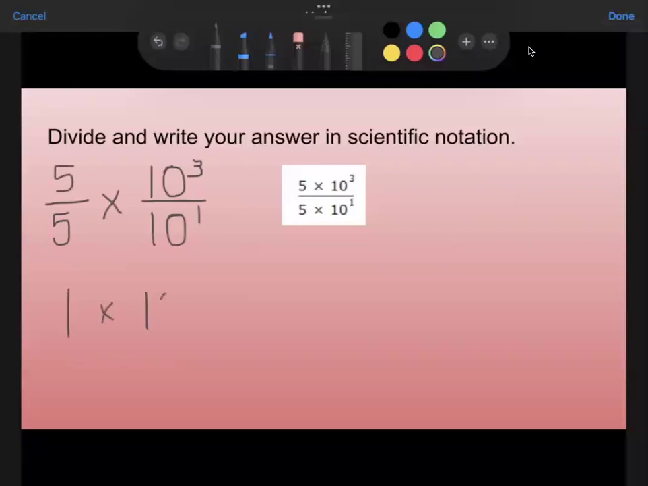We're going to keep the base of 10, but I'm going to move the 1 up here and subtract it from the 3 and then cross this off. So 3 minus 1 is 2. That means this is 10 to the second power. So the final answer here would be 1 times 10 to the second.